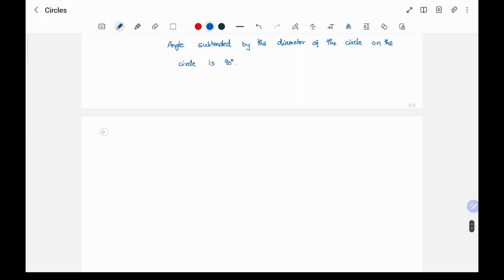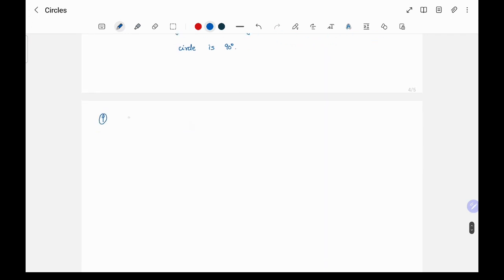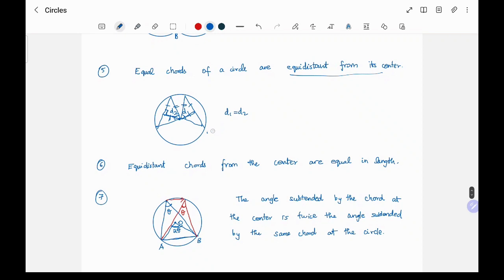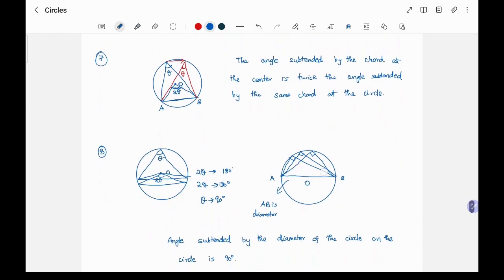So next property, we have equal chords of a circle subtend equal angles at the center. If they subtend equal angles at the center, it also means it is the same at the circle as well, right? So this also follows from this derivation. We are just saying this angle is equal to this. Okay.